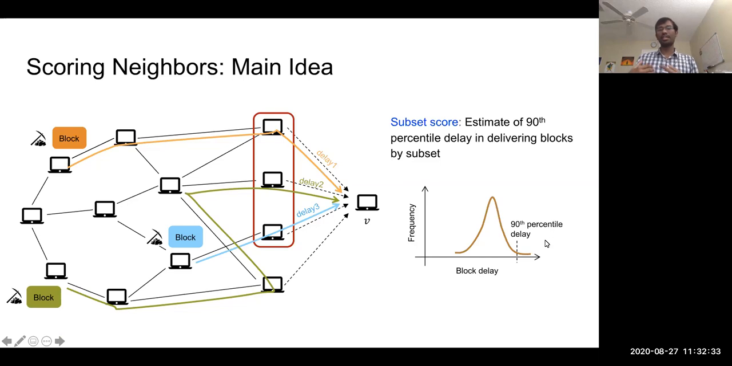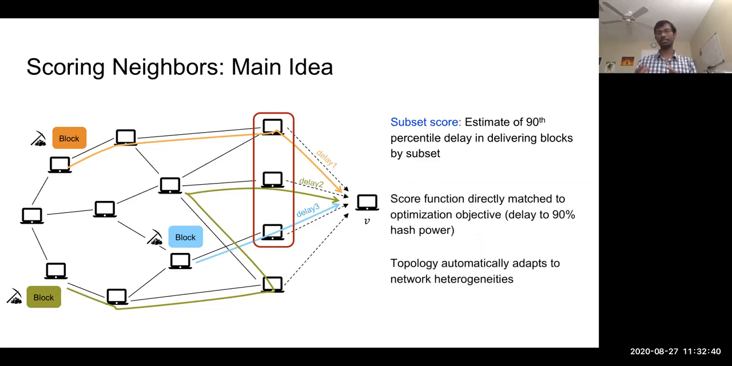Okay. And this type of scoring method is also very robust to heterogeneities in the network. So there could be differing link latencies, differing bandwidth, or any other heterogeneity in the network, but we really don't care about any of that, because ultimately the only thing that we care about is how fast this group of neighbors relays blocks to me. Okay.